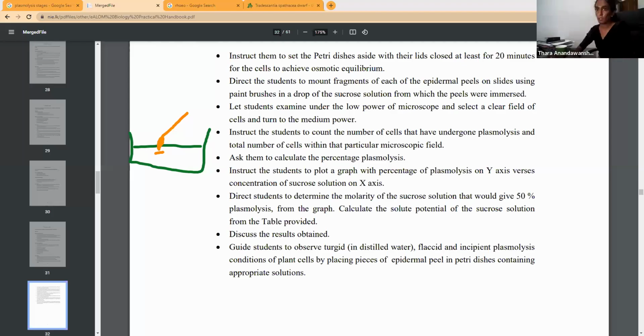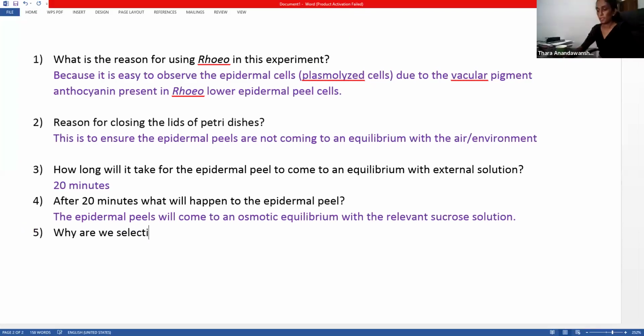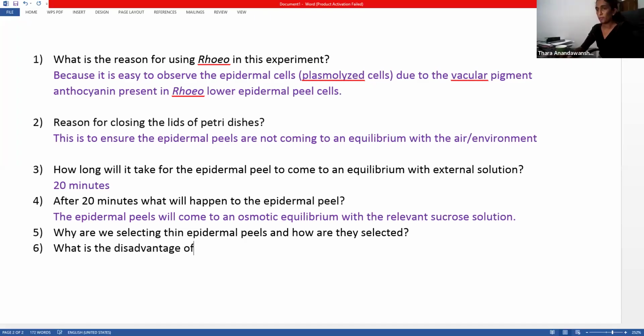Why are we selecting epidermal peels, and how are they selected? What is the disadvantage of selecting a thick epidermal peel? Write down the question.